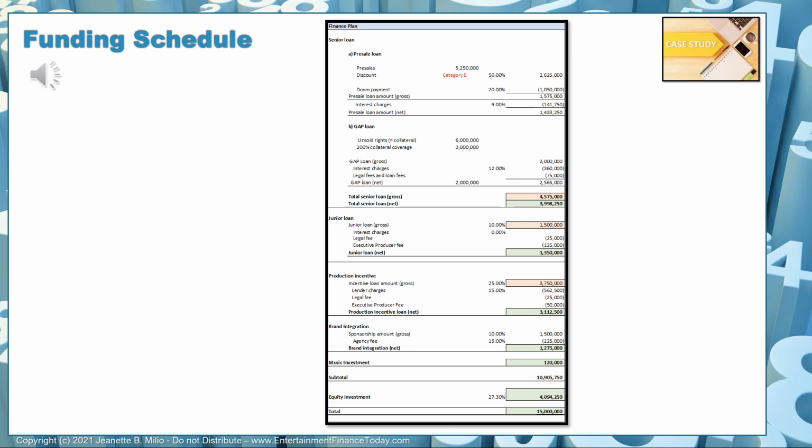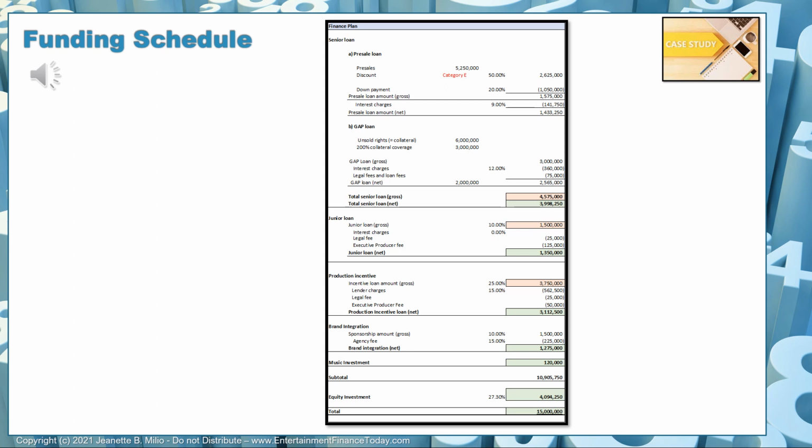Next is brand integration, which is basically a sponsorship that is given to us based on brands we are including in the film in one way or the other. We're talking to the brands about organic integration of the various products, and all the brands together come to a 10% sponsorship payment that we will be receiving, and the agency who made all these brand deals possible charges a 15% rate on that. So $225,000 are deducted from the $1,500,000 sponsorship amount, which leaves us with $1,275,000.